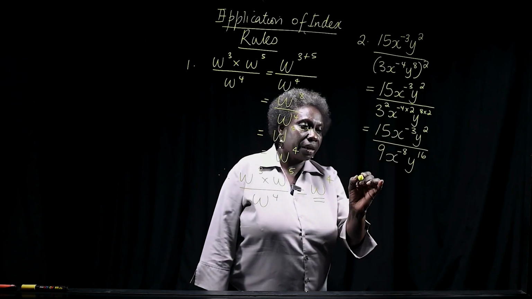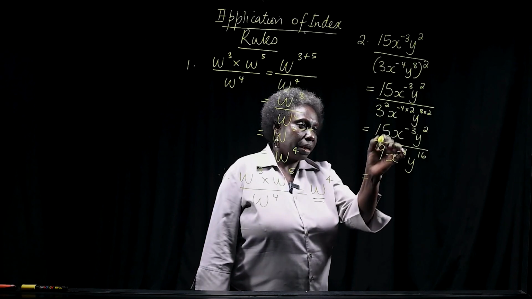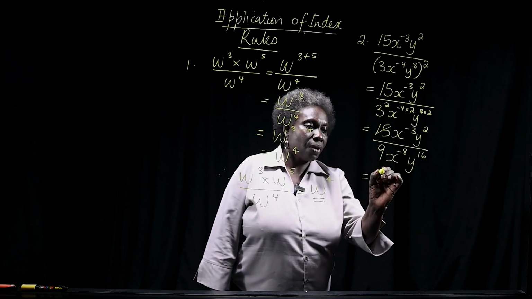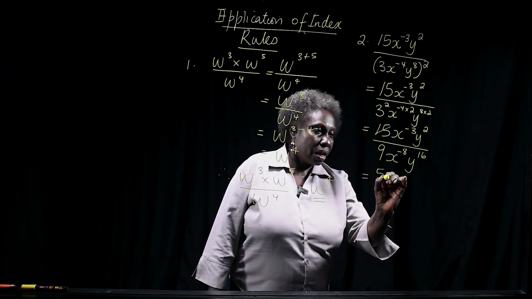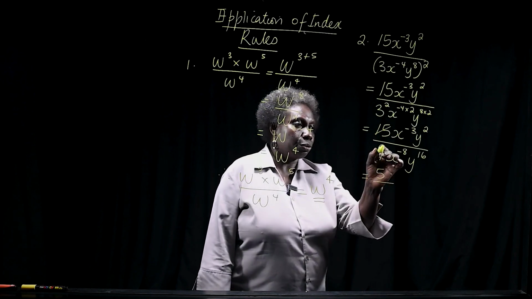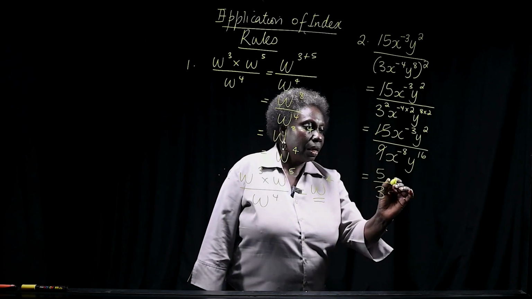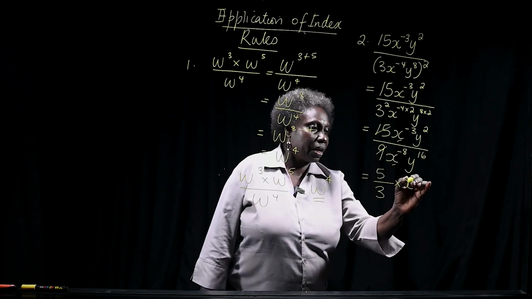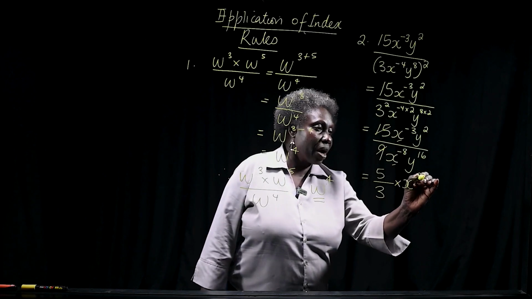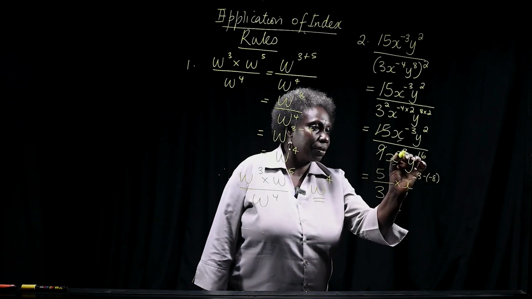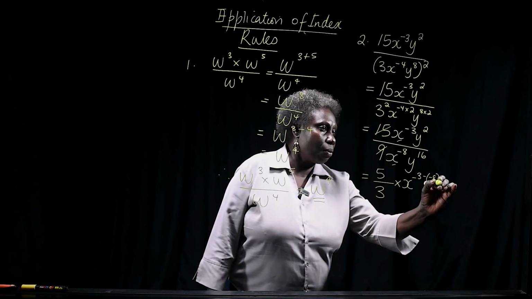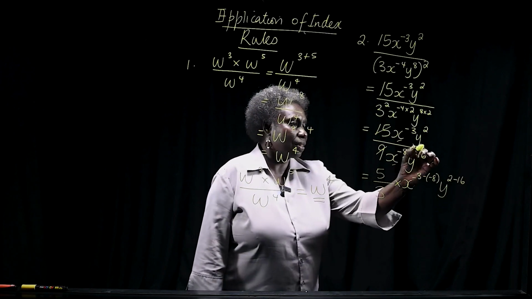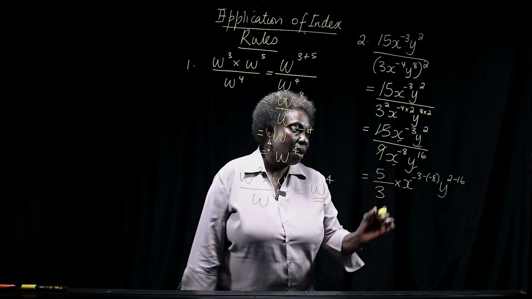Now, I can simplify this. 15 and 9, I can divide 15 and 9 by 3. Okay, 15 divided by 3 is 5, and 9 divided by 3 is 3, times x. We have the same base, so I have negative 3 minus negative 8. Okay, this negative 8 here. And y to the power of 2 minus 16, because they have the same base. So I am going to subtract the powers.